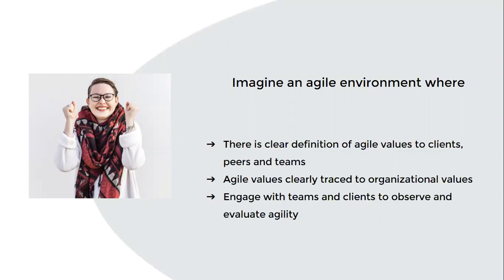So imagine an agile environment where you had those clear definitions of values, where the values are traced to the organization values. An organization has a mission and vision statement. They also have a bunch of value statements as well. If you look at Google's mission and vision statement and some of their values that they present on their company website, look through them in detail. Don't just read them. Look at them and understand the words that they're using.